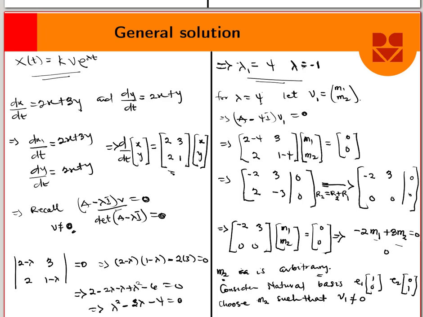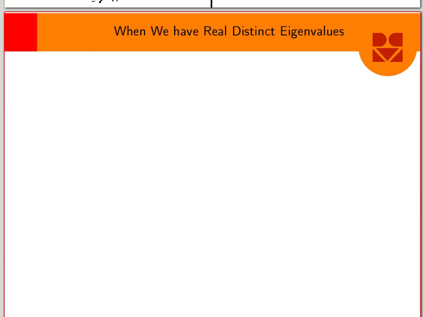Now when we choose our m2 to be 0, putting 0 here will make the whole of this also 0, which means we'll have 0, 0. So we can't choose our m2 to be 0. Instead we have to choose m2 to be 1. When we choose m2 to be 1, we realize that our v1 won't be arbitrary.